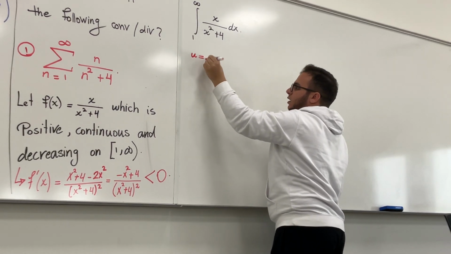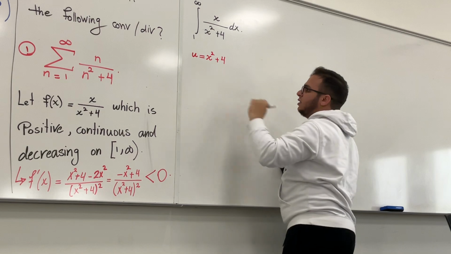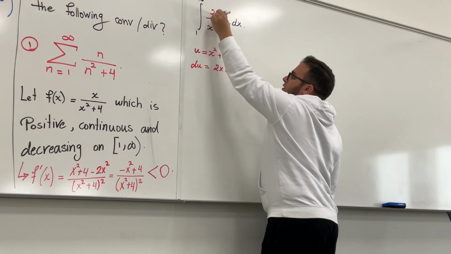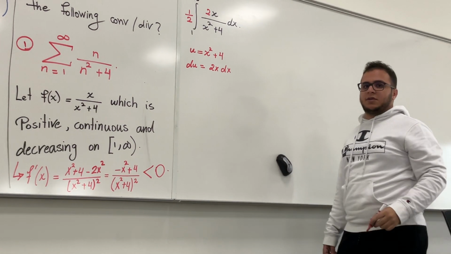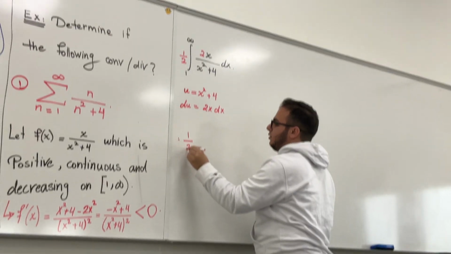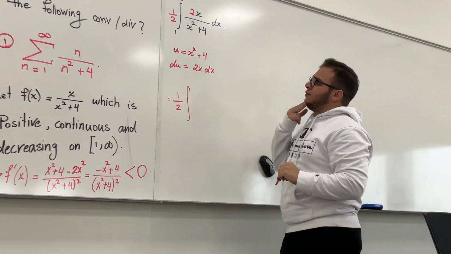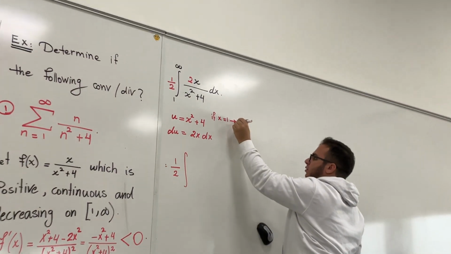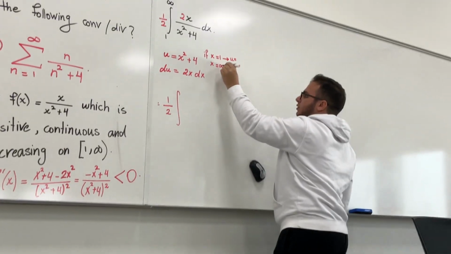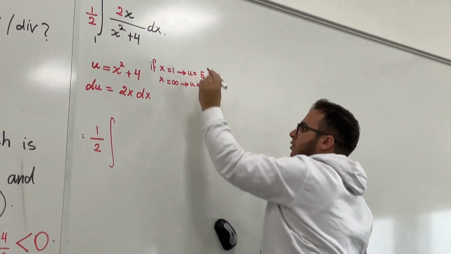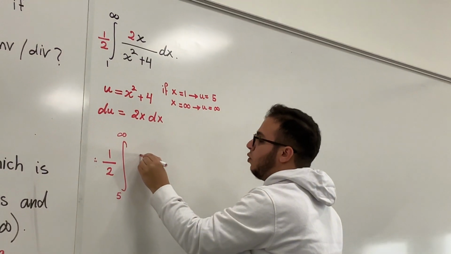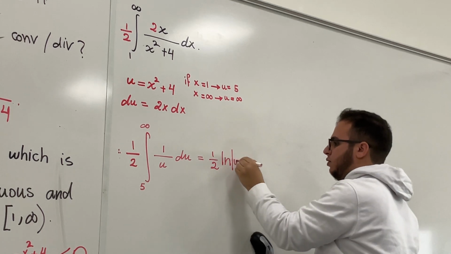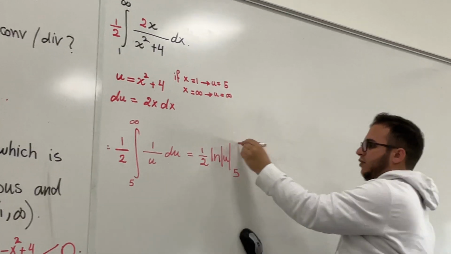So u equals x squared plus 4, and then du is what? 2x dx. You can put a 2 if you want, and then divide by 2. So this becomes what? Half integration. Since we did a substitution, let's change the bounds. If x is equal to 1, u equals how much? And if x equals infinity, u equals infinity, right? So I'm integrating from 5 to infinity, 1 over u, and half ln u from 5 to infinity.